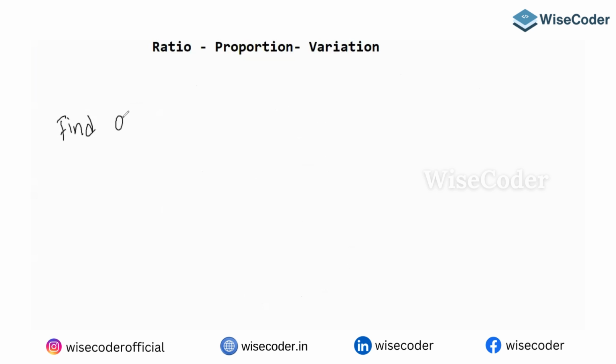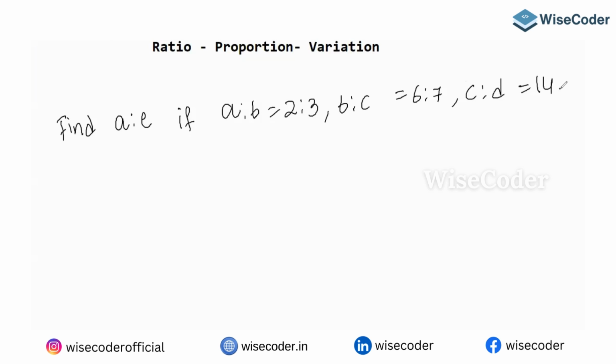Find A is to E if A is to B is equals to 2 is to 3, B is to C is equals to 6 is to 7, C is to D is equals to 14 is to 25, D is to E is equals to 1 is to 2.